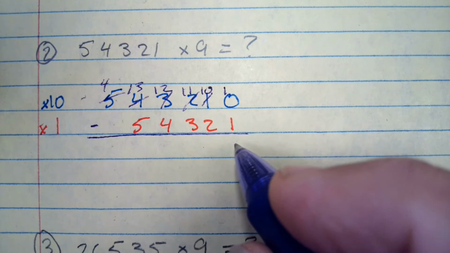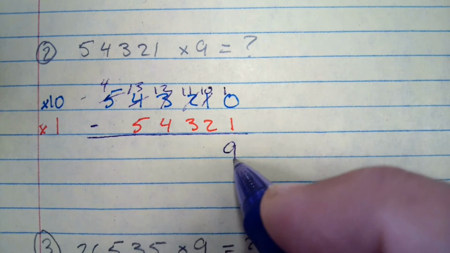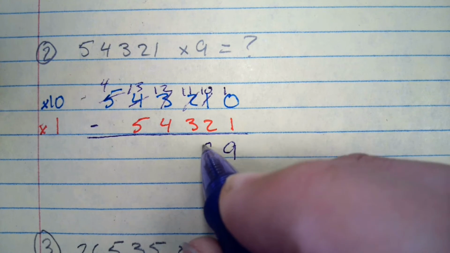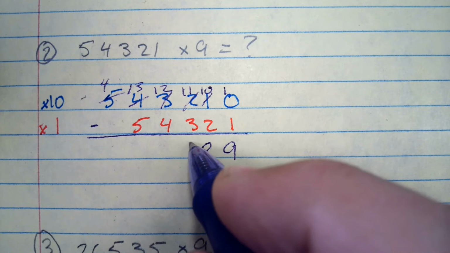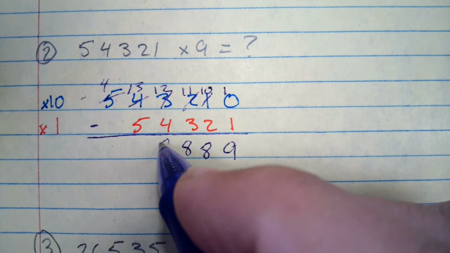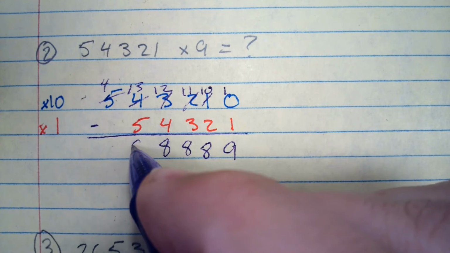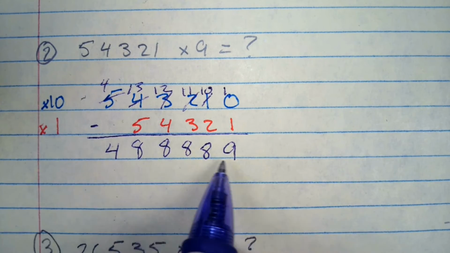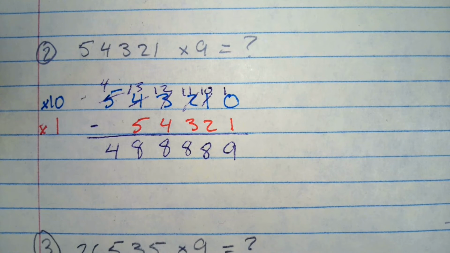So 10 minus 1 gives me 9. 10 minus 2 gives me 8. 11 minus 3 gives me 8. 12 minus 4 gives me 8. 13 minus 5 gives me 8. And 4 we just carry down. So here's my answer. You can double check that in a calculator if you'd like.